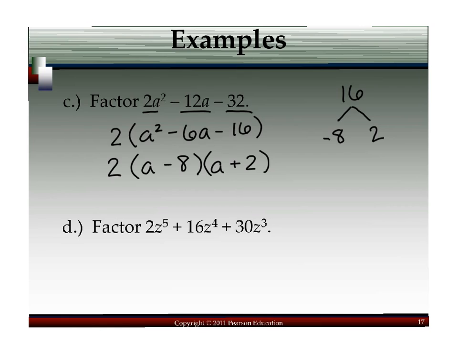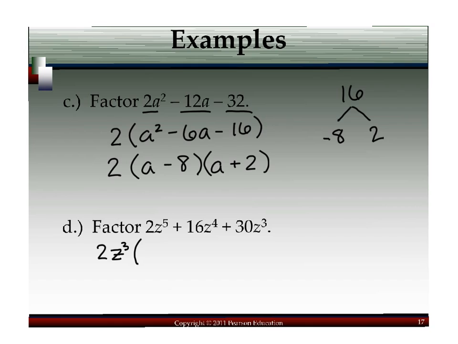We're done factoring. Let's do the same thing with part D here. First, start out by seeing if we have a greatest common factor between all three of our terms here. And we do. We can factor out a 2, because that's in common with all three, and then also a z cubed. So let's take out a 2z cubed.